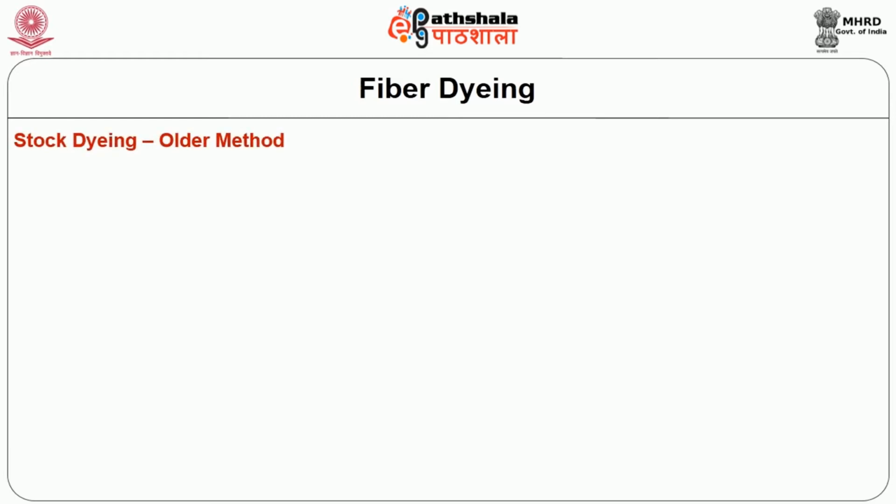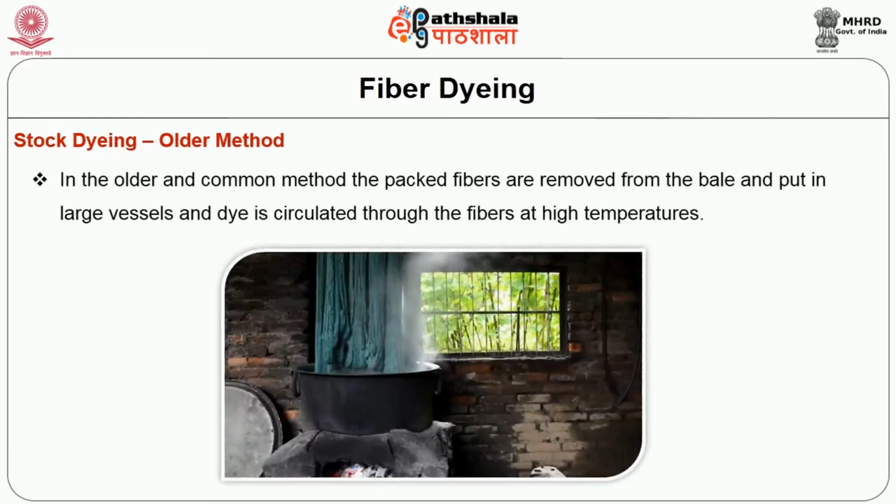There are two methods. In the older and common method, the packed fibers are removed from the bale and put in large vessels and dye is circulated through the fibers at high temperatures.